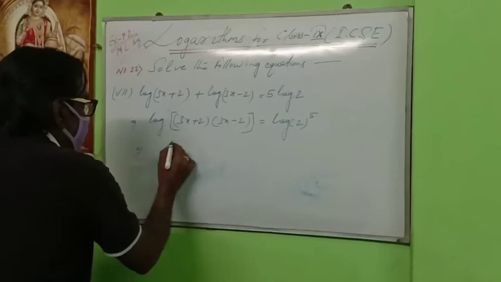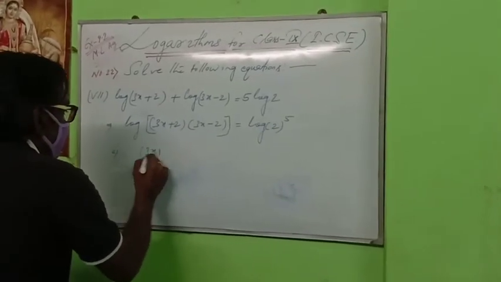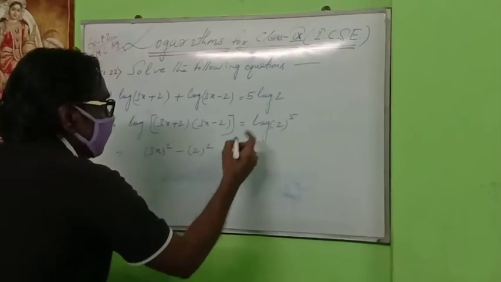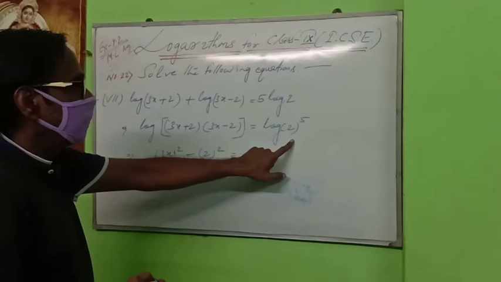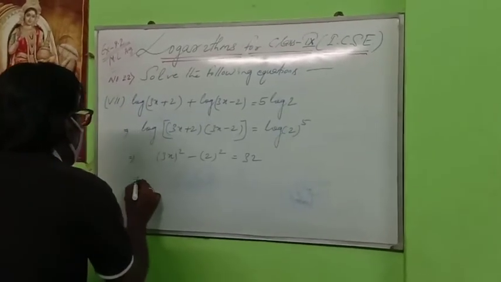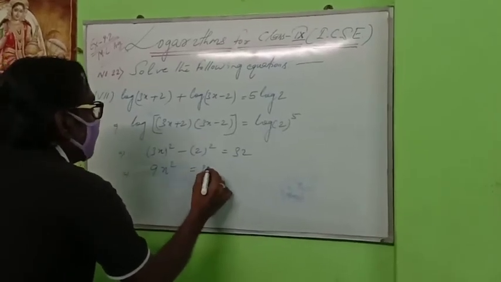Taking antilog both sides, a plus b into a minus b formula is what? a square - b square. And this will be what? 2 to the power 5 means what? 2 to the power 5 means 2 is multiplied 5 times. This will be 32. This side coming 9x square. This will be minus 4. Take that side. 32 plus 4.